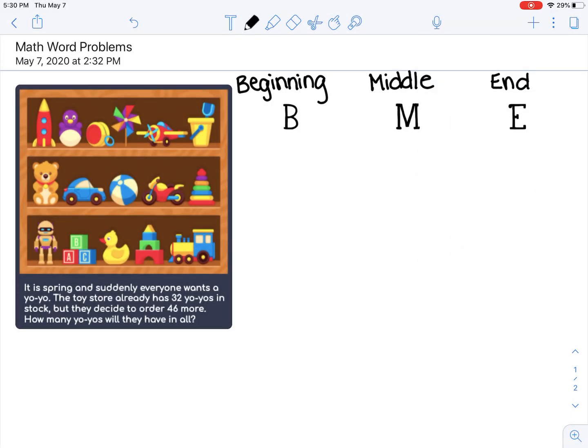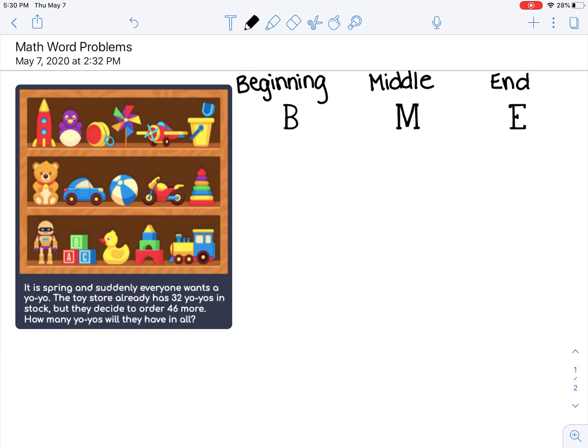So when we're doing this story problem, we want to think about, like I've been saying, what we already know, what we want to know, and then how we're going to use what we know to help us solve for what we want to know. So it says, it is spring and suddenly everyone wants a yo-yo. The toy store already has 32 yo-yos in stock, but they decide to order 46 more. How many yo-yos will they have in all?